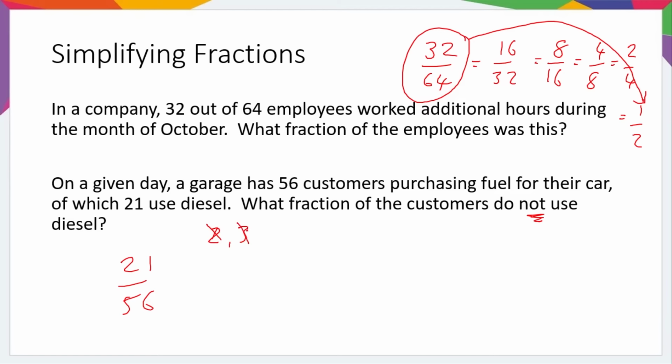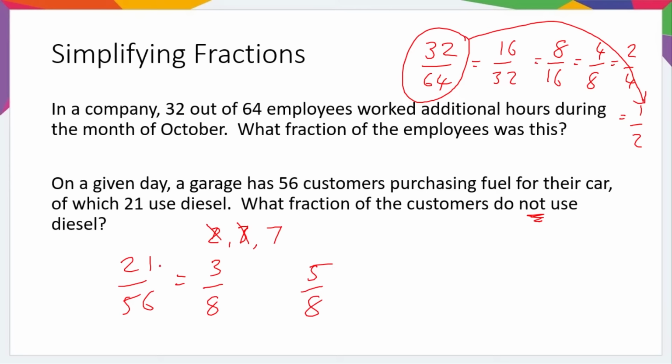3s don't go into 56. We've already eliminated 5. So let's try 7. Yeah, 7 goes into 21 3 times, and 7 goes into 56 8 times. So the fraction that do use diesel is 3/8. So therefore the fraction that do not use diesel is the opposite of 3/8, which is 5/8.